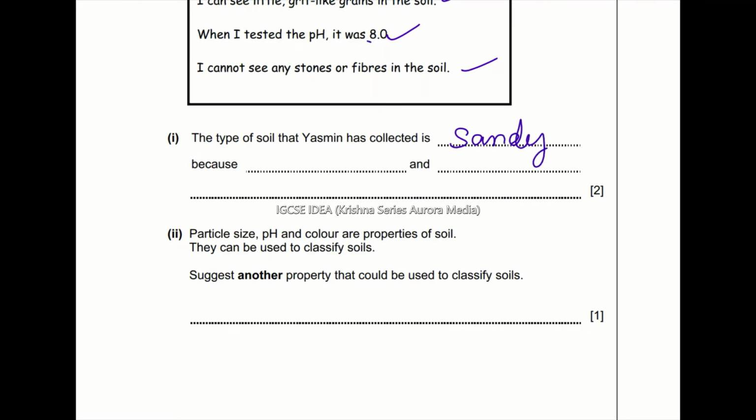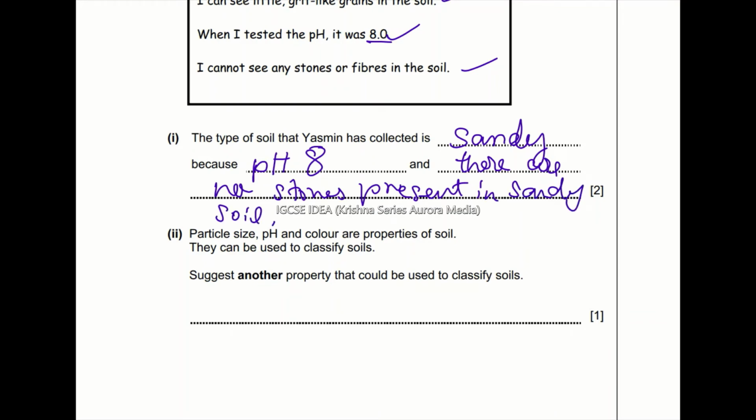And then because its pH was 8. You always have to write pH like this: lowercase p and an uppercase H. pH was 8 and there are no stones present in sandy soil.